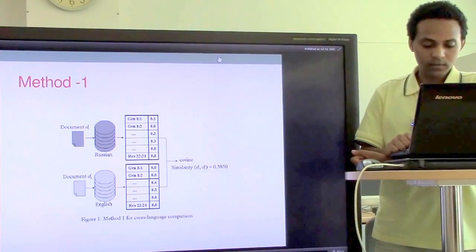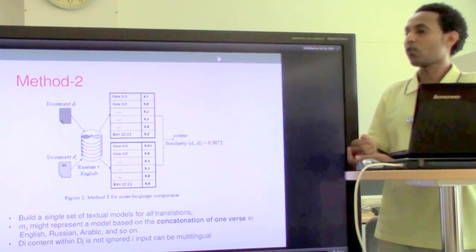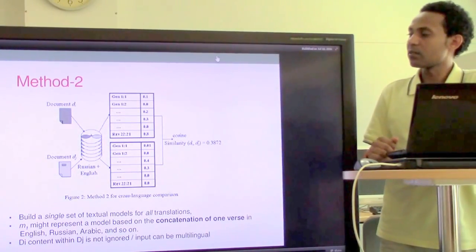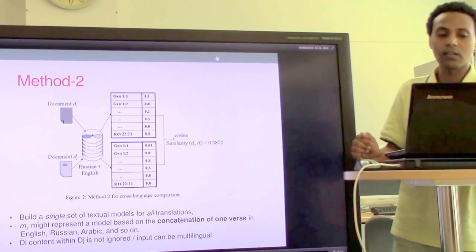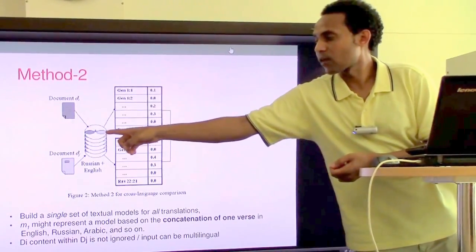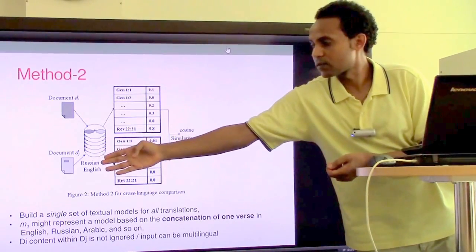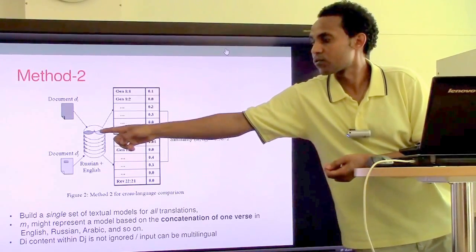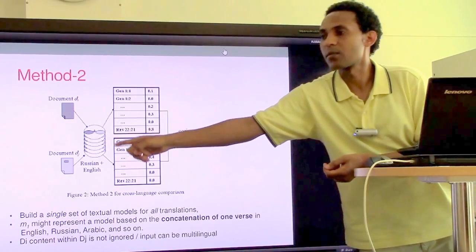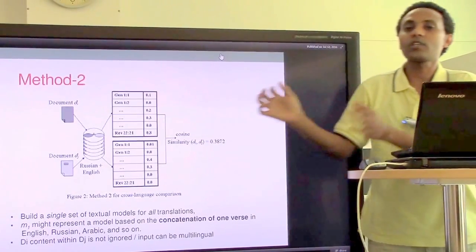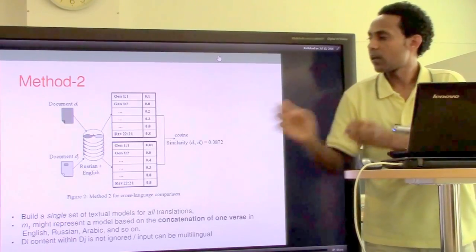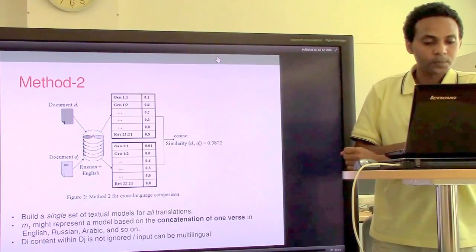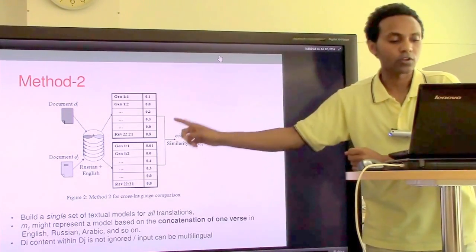This is the method one. The other method of cross-language comparison, which is referred to as method two, is basically similar to method one. The only difference is this method two can support multilingual inputs. So maybe if this is Russian and this is English, the input query can contain more than two languages. So this may be the first language and this may be the second language. So this input is multilingual input, English and Russian together, and then they create models for this document based on similar methods that we discussed previously. And then they calculate the similarity between these two documents.